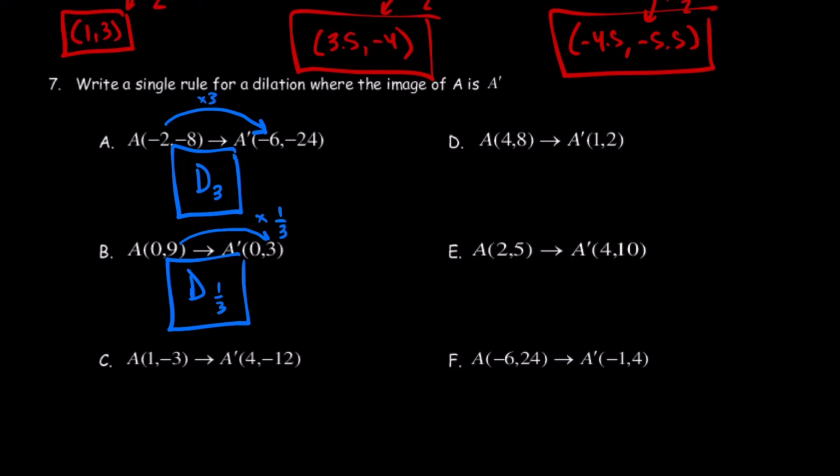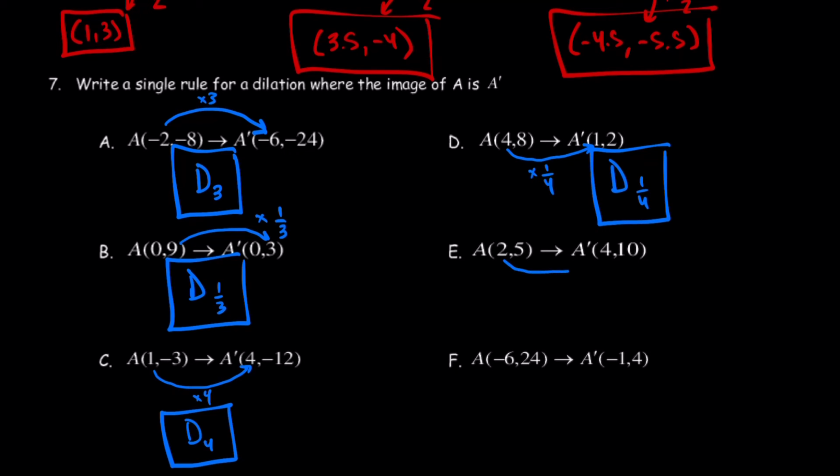Okay, C. 1 times what is 4? Well, 1 times 4. So this is a dilation of scale factor 4. Letter D. 4 times what is 1? Well, it got smaller, so it's got to be less than 1, and that's going to be 1/4. So this is a dilation of scale factor 1/4.